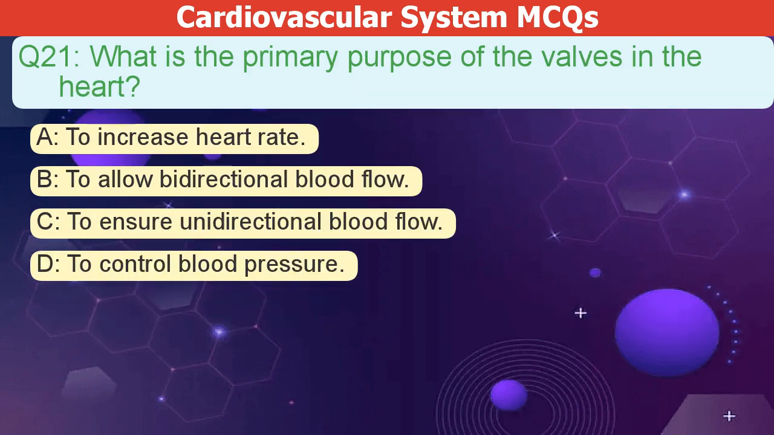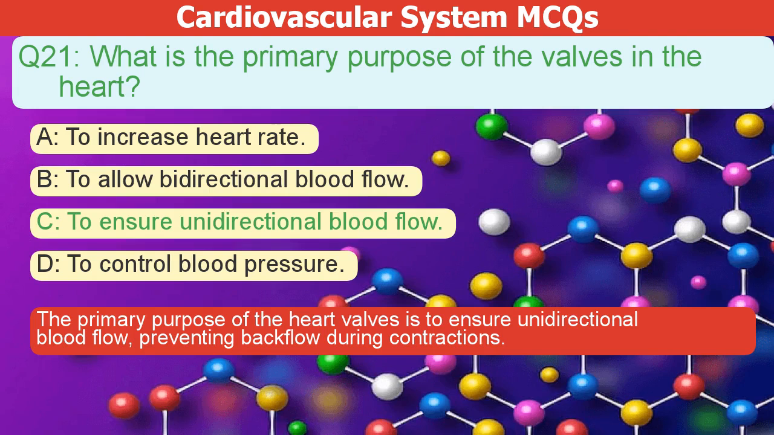What is the primary purpose of the valves in the heart? A. To increase heart rate. B. To allow bidirectional blood flow. C. To ensure unidirectional blood flow. D. To control blood pressure. The correct answer is C. The primary purpose of the heart valves is to ensure unidirectional blood flow, preventing backflow during contractions.